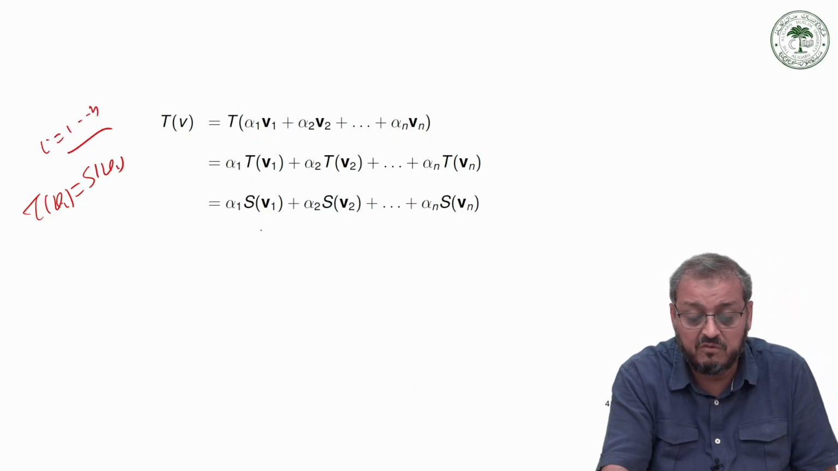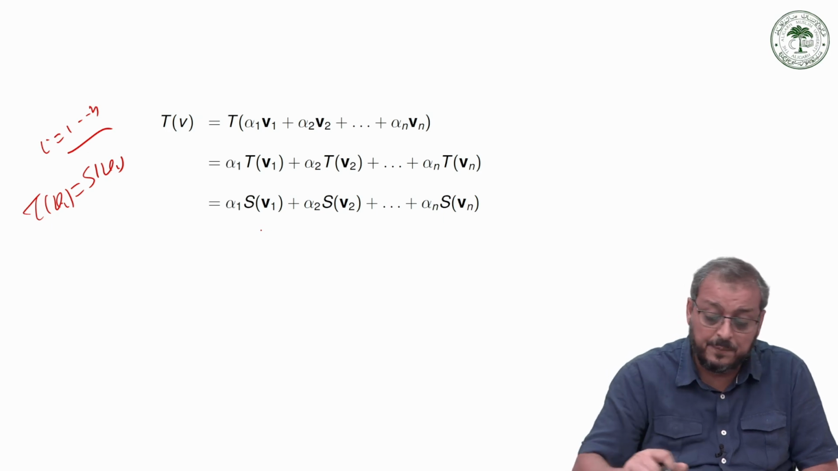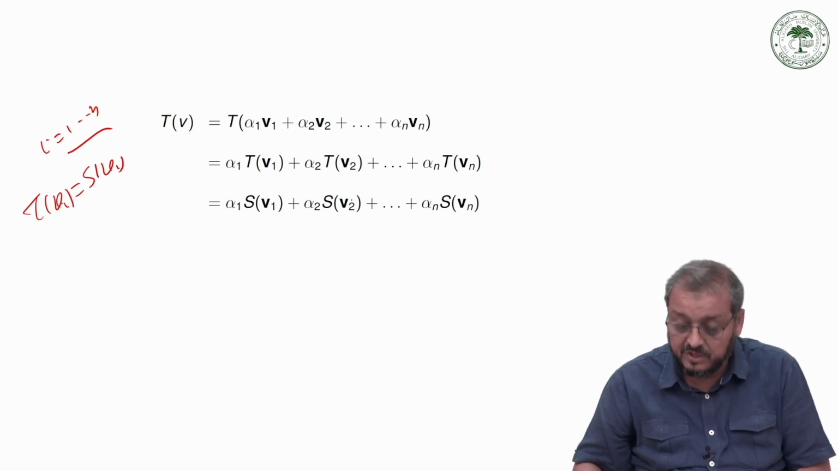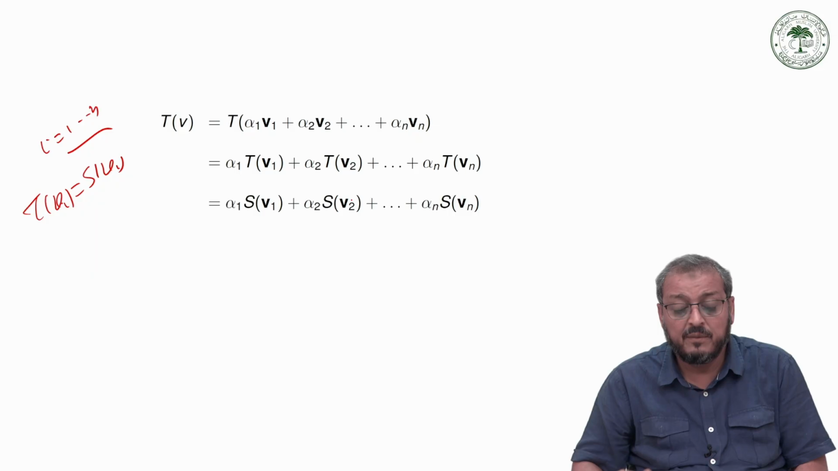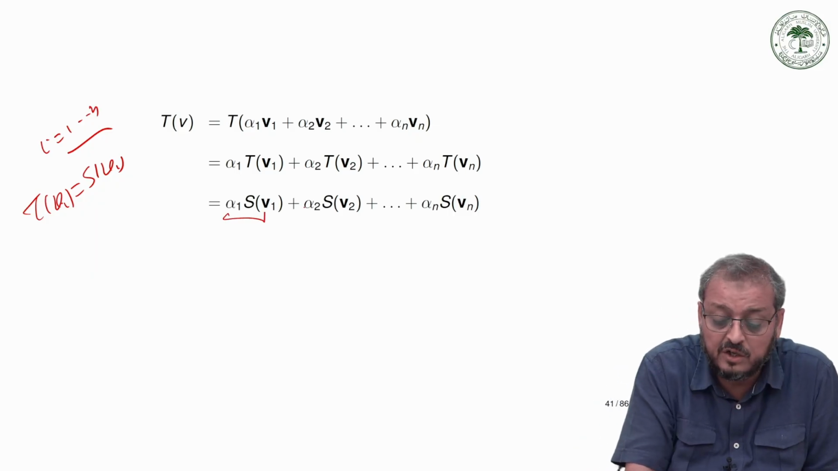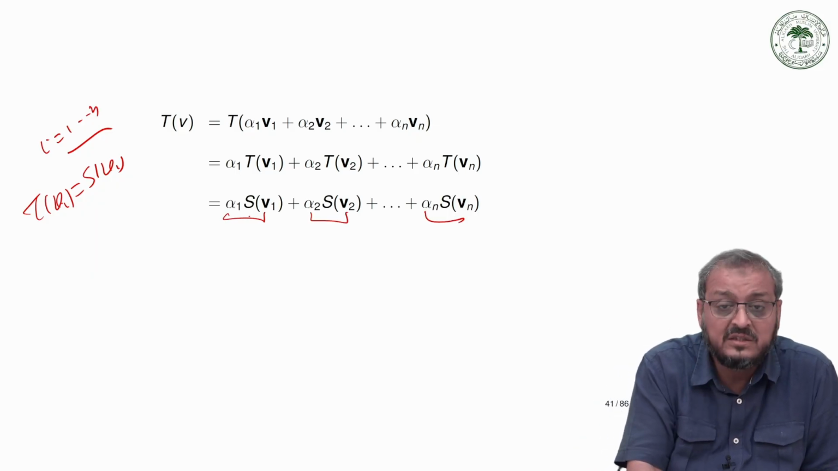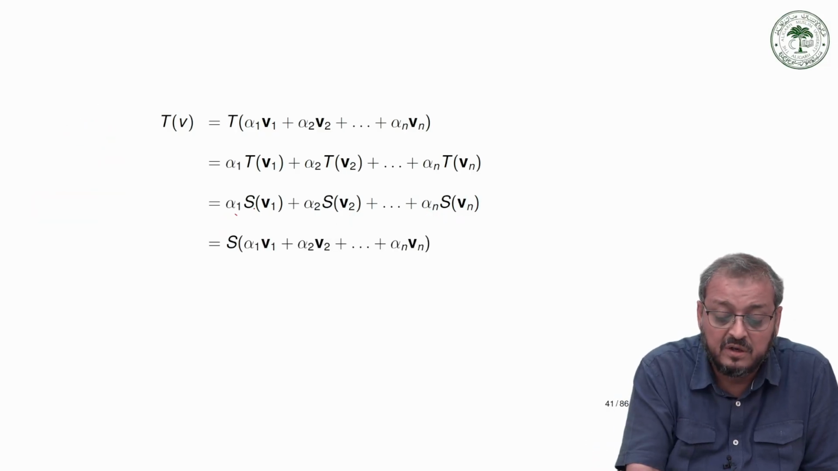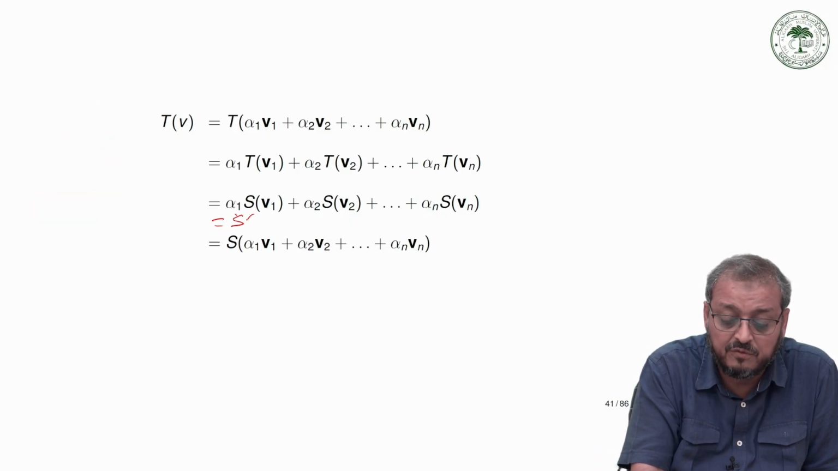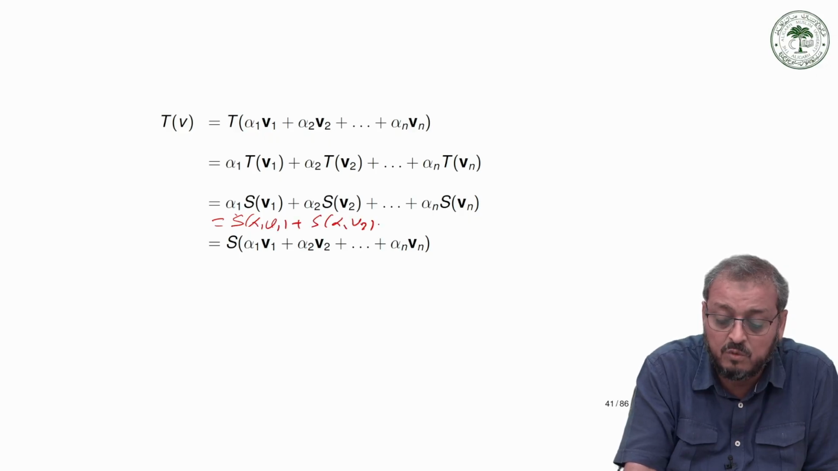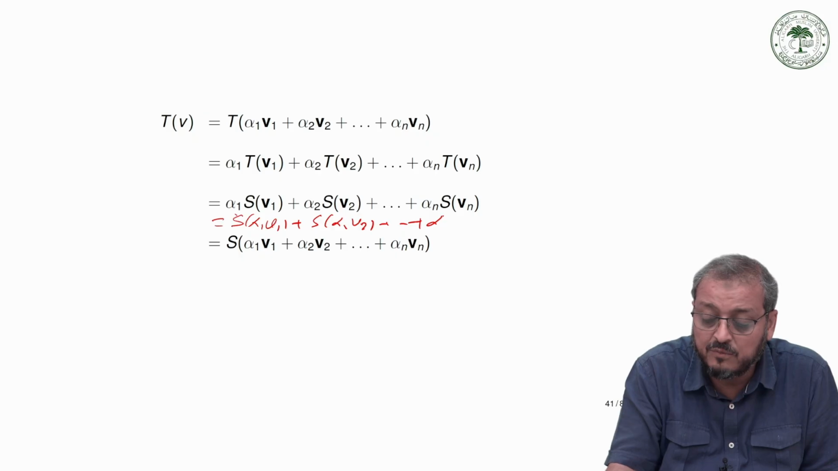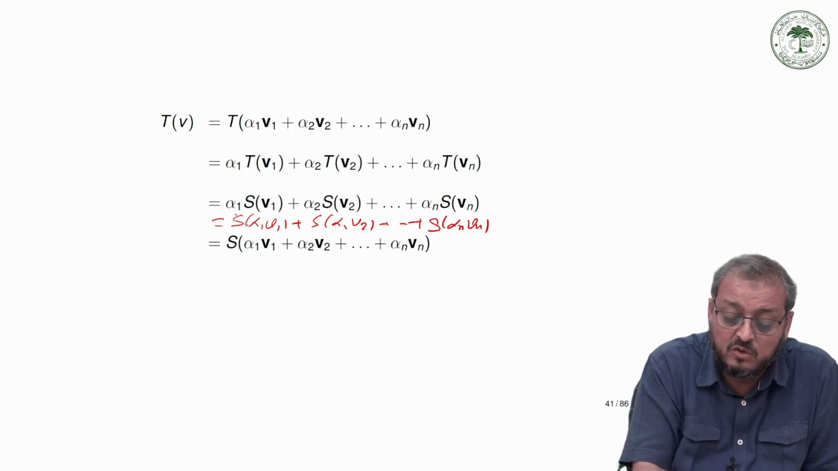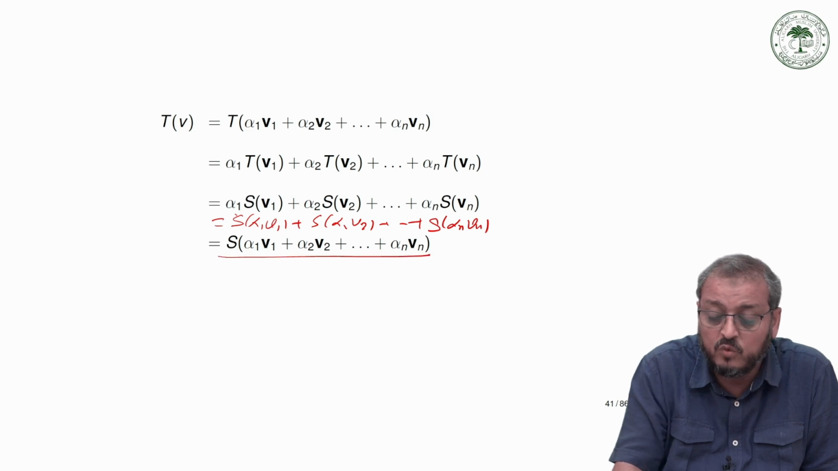So by this property we can write it into this form, and T of V2 can be written into this form, and so on. And again we use the linearity of S. So this can be written as S of alpha 1 V1 plus S of alpha 2 V2, and so on, plus S of alpha n Vn. Again using the linearity of S, we can write it into this form.